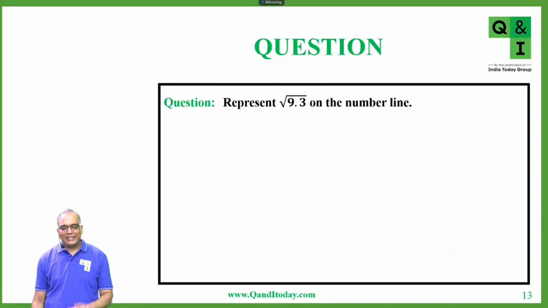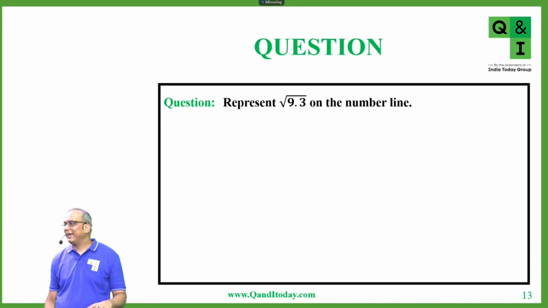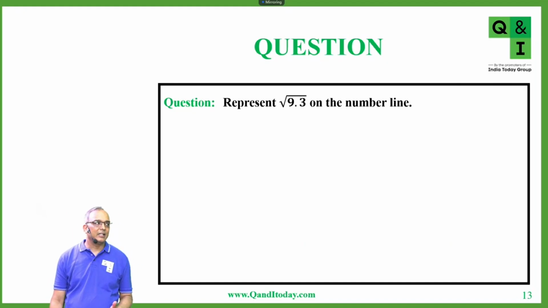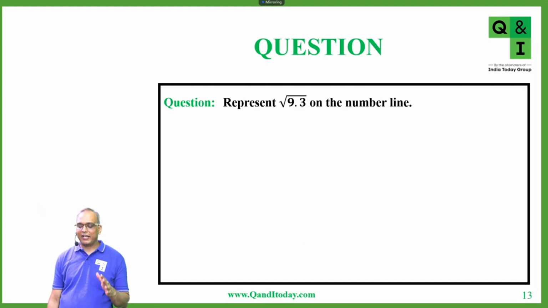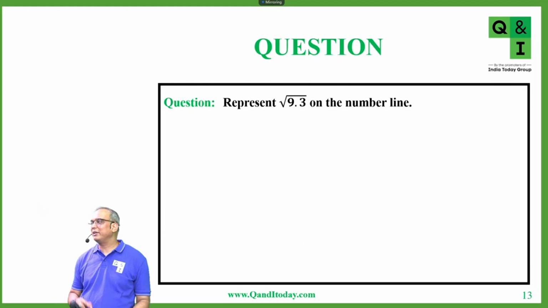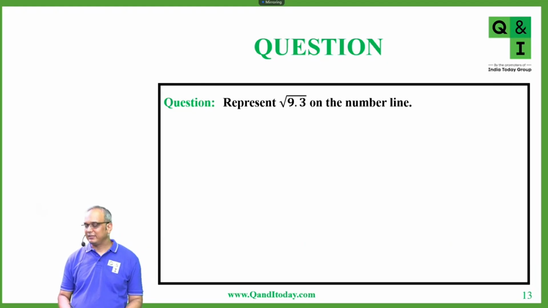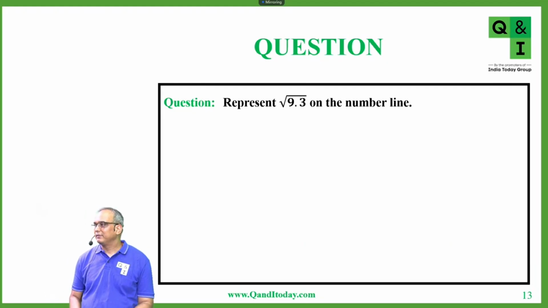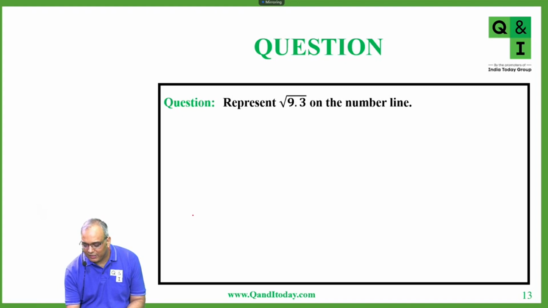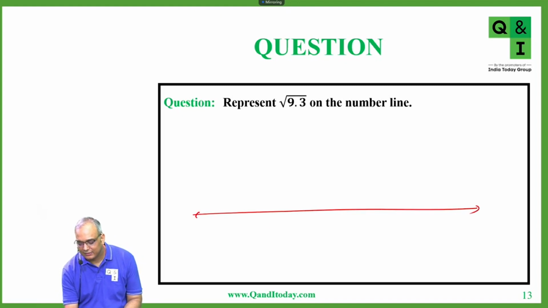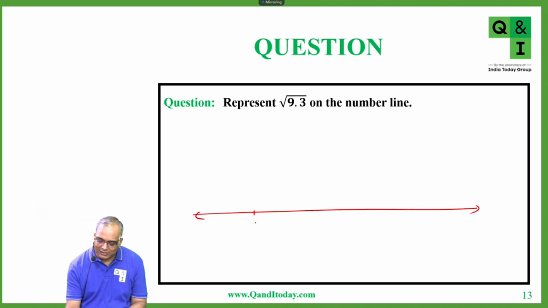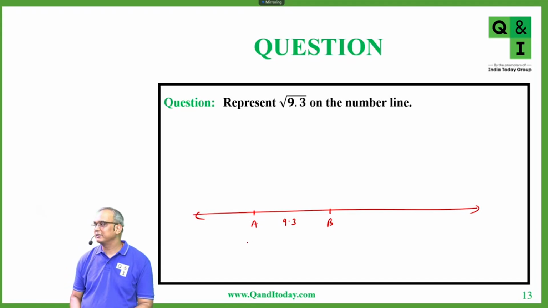Now represent root 9.3 on the number line. We had done this in the previous class. How do you make square root of 9.3 on the number line? Who is going to tell me the steps one by one? What is the first step? First step I'll tell you. We will draw a number line like this. We will have this point as, for example, A. And let's say we have another point B and this distance is 9.3 units. Correct?